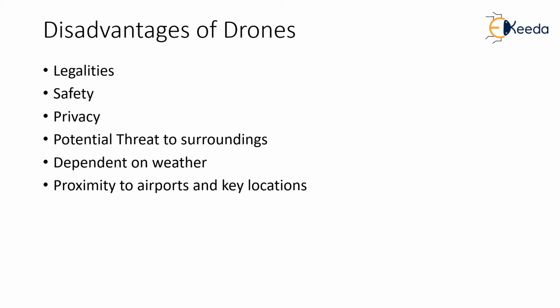Potential threat to surroundings. One of the biggest disadvantages of drones is their potential threat to surroundings and nearby people. A drone requires a pilot who is trained in controlling the drone. It requires a proper understanding of the aerodynamics, controls, and response. If a drone loses control during mid-flight, it can go anywhere and damage any of the nearby surroundings.